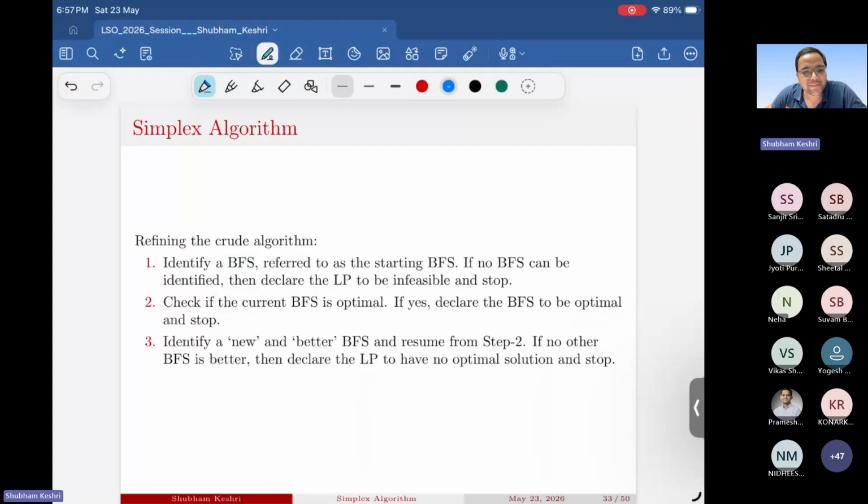Any doubt, any questions? Okay, so refining this crude algorithm. By the way, are you able to understand this, or is it difficult? Is it clear?